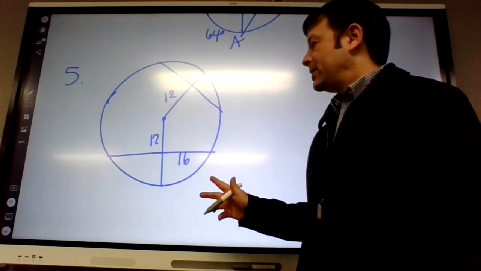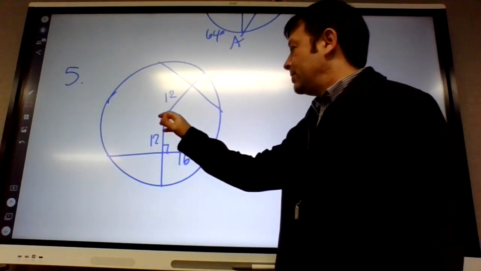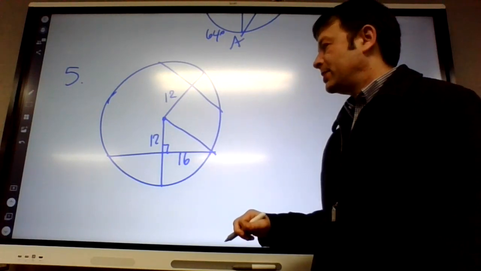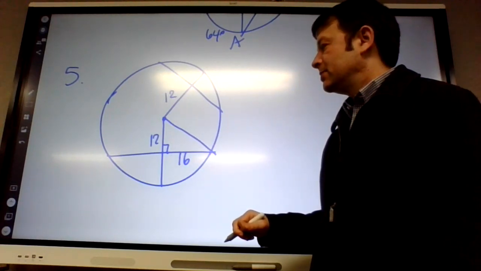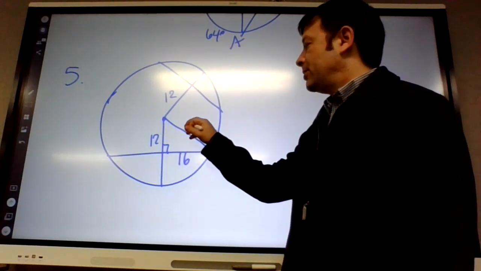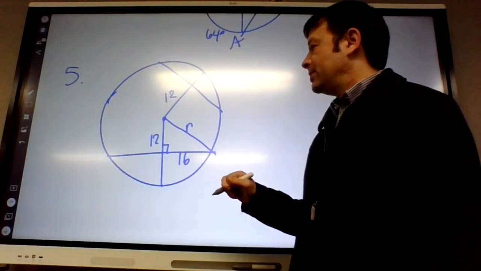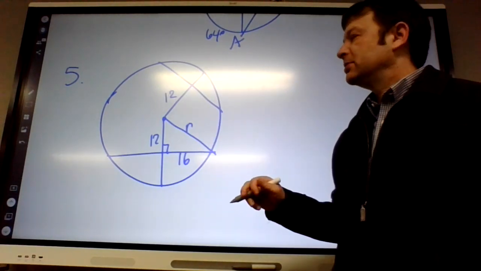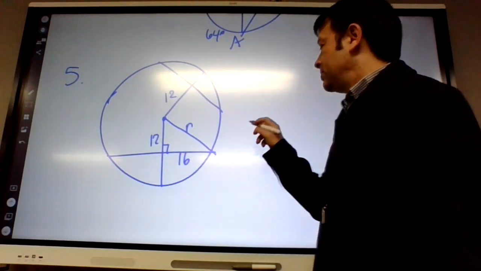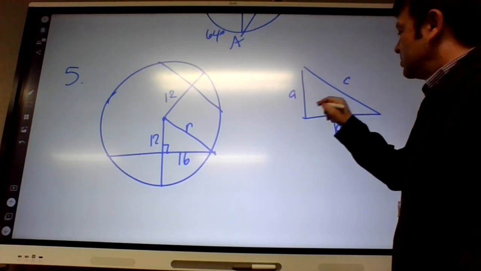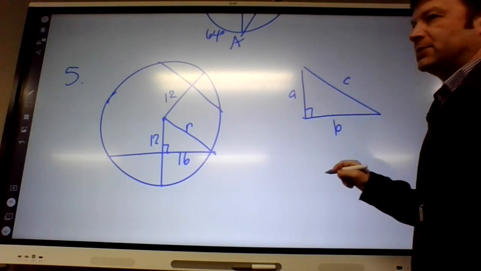Okay, now here was the trick. This is a 90-degree angle, and this is also a radius. That was the trick. And why is that helpful? Because we have a right triangle here, and Caleb, how do we find the missing side in a right triangle? What's the relationship between the 3 sides in a right triangle? Like Pythagorean theorem. Yes.